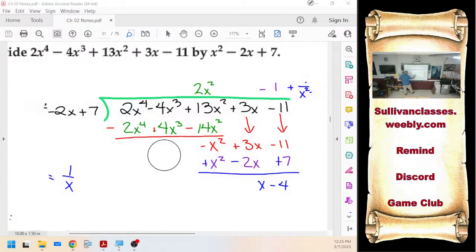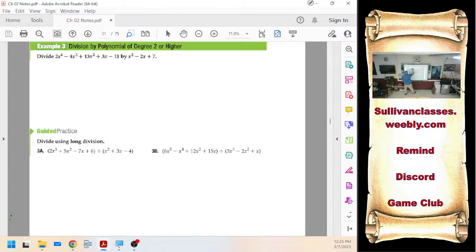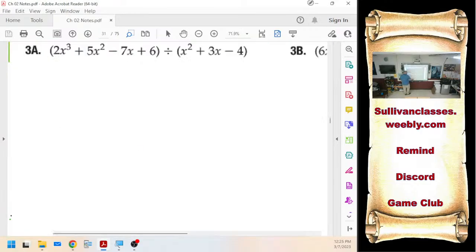Okay, so watch out for zeros as placeholders. Divide. If we do it right, I only see a need to do it once. 2a, what you got?